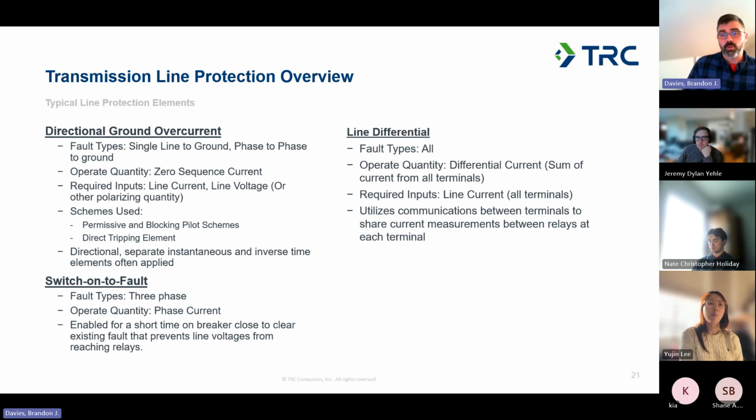And generally, we're going to need line current and line voltage or some other polarizing quantity, because we're going to need not only the current magnitude, but we're going to need to know its angular relationship to some reference, so we can tell the direction of the current. Is it flowing into the line, or is it flowing out of the line with respect to the terminal? Directional ground overcurrent is used in some permissive and blocking pilot schemes, but generally is also used as a direct tripping element. So if your ground overcurrent element asserts, indicating there's a fault, it will trip the breakers and clear the line.